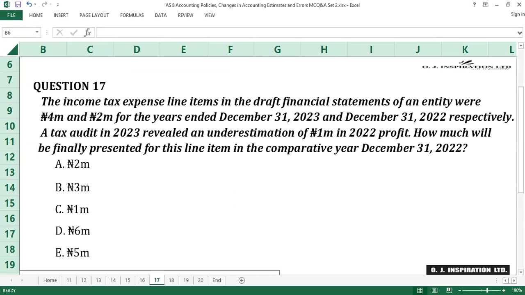Question number 17. The answer to question number 17 is A, 2 million naira. The underestimation revealed through the tax audit is a change in accounting estimate, as the amount of income tax determined by an entity is an estimate. Since there is a change in accounting estimate, which is prospectively applied, the 1 million naira additional income tax liability is reflected in the current year end of December 31, 2023 on the income tax expense line item. The amount for year end December 31, 2022 is left untouched, even though the underestimation relates to the year. This is the effect of prospective application. A is the answer to question number 17.